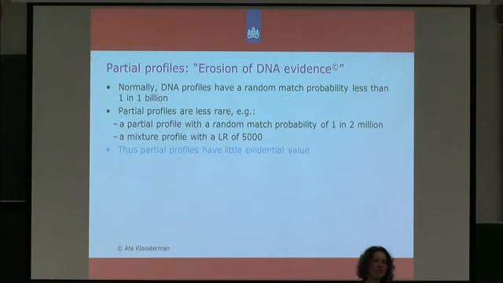And then we had lots of partial profiles. And here is a myth which my colleague Aad Kloosterman likes to call erosion of the DNA evidence. People would argue, well, normally we have these DNA profiles and they always quote a number like less than 1 in a billion. And now we have partial profiles, so we may have 1 in 2 million or 5,000. So that means these partial profiles actually have very little evidential value and we might as well toss them in the bin because they're not this 1 in a billion.